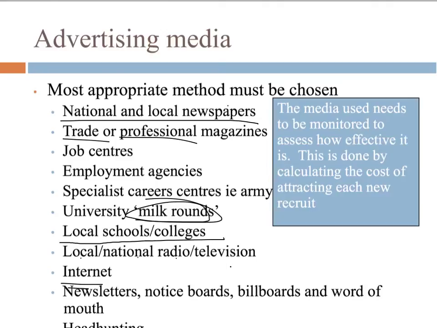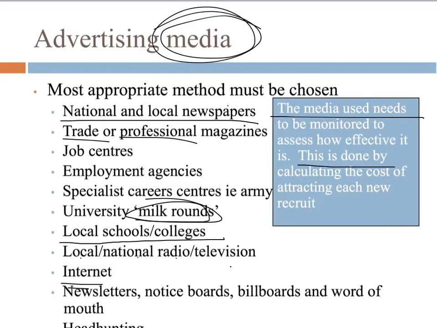So once we've chosen that media, we've got to decide whether it was the right media to use. Well, we can do this by monitoring how effective it is. We do that by calculating the cost of attracting each new recruit. So for instance, it might cost very little to attract someone by the internet, but it might cost a great deal to attract someone by national television. So we need to weigh up the pros and cons of the cost of finding people against the type of person that we need to find.